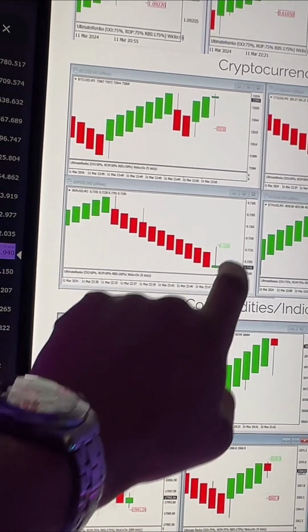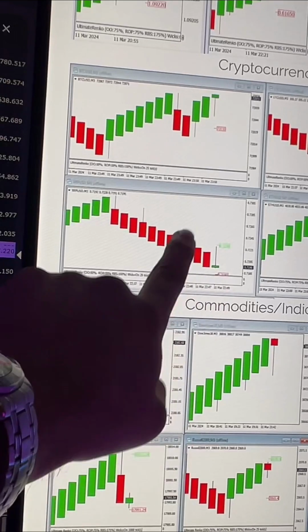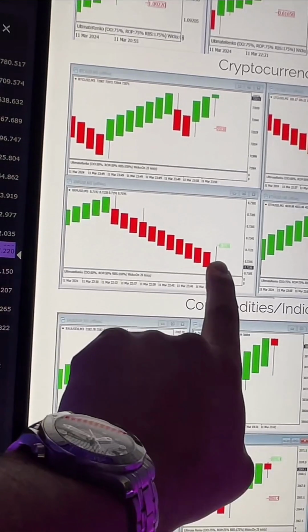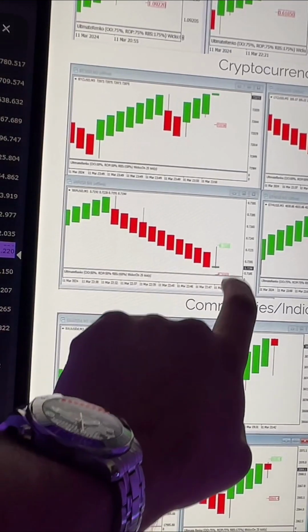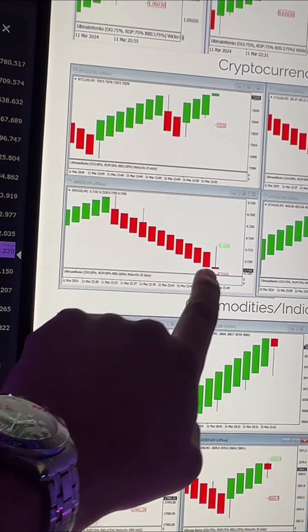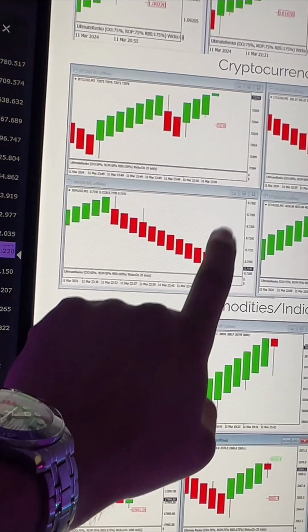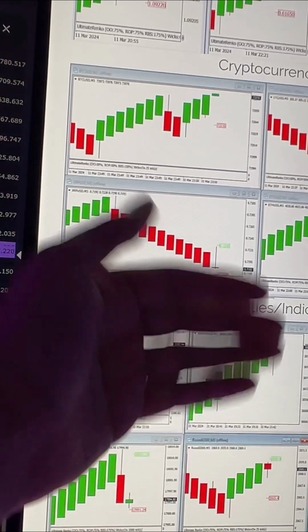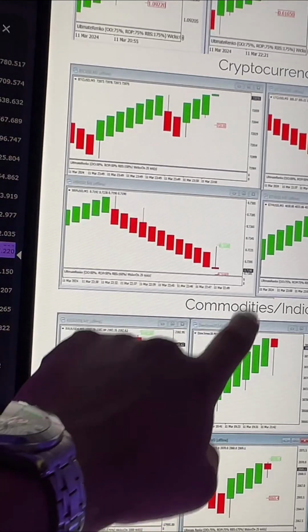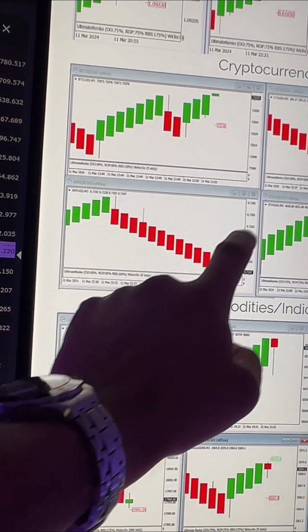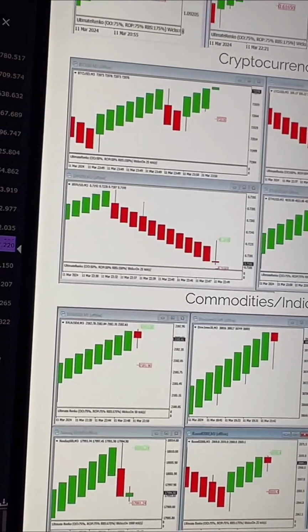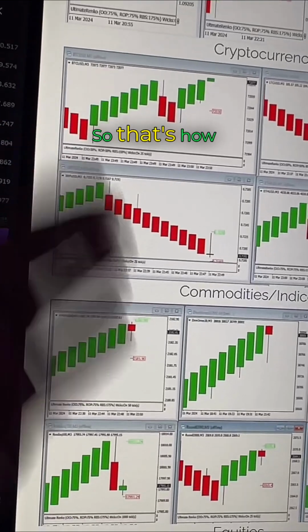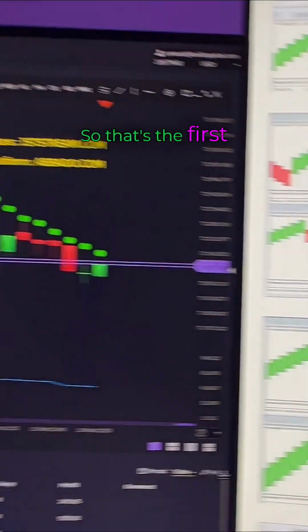Now again, right here we can see we're getting another reversal. So this downtrend is potentially coming to an end here, and we're starting to see this green candle. Now here is where I'd be looking for a long position or a buy trade, because most likely the market will start to reverse right here. So that's how I use the range bar. So that's the first indicator.